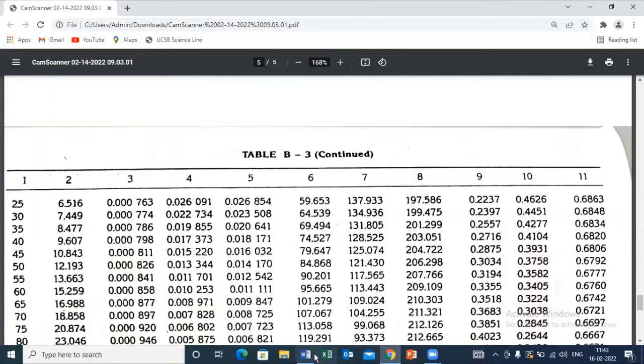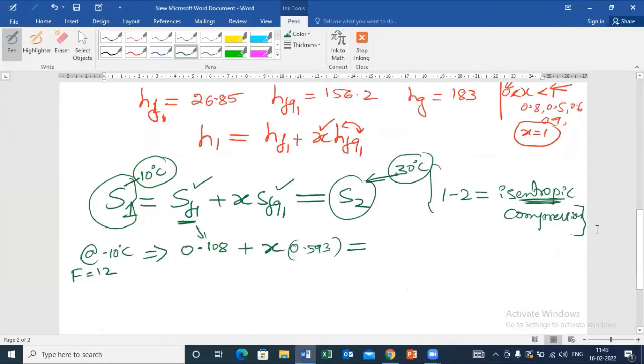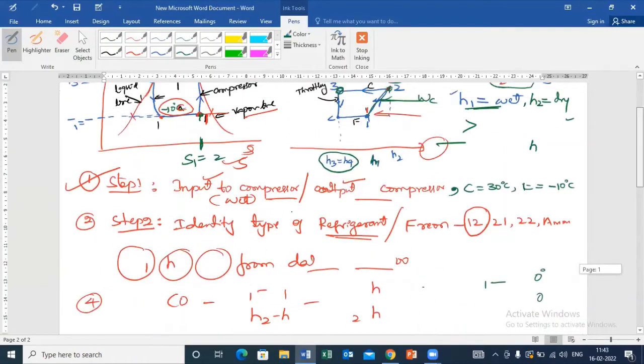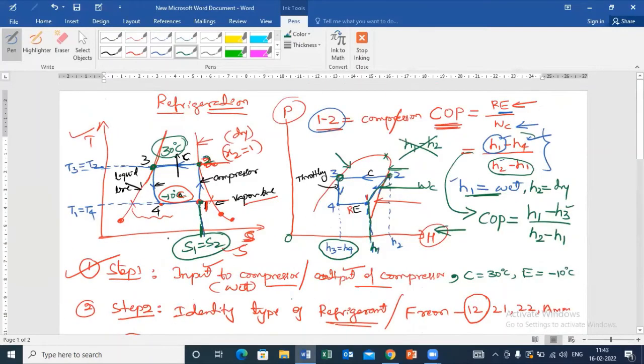The reason is very easy. The answer for this question is because point number 2 is on the dry line. So when any point lies on the dry line, we directly write the value of gas, because it is purely gas. If you are writing the enthalpy value at point 2, that is Hg at point 2, you can directly write it, because it is not wet condition, it is purely dry condition.